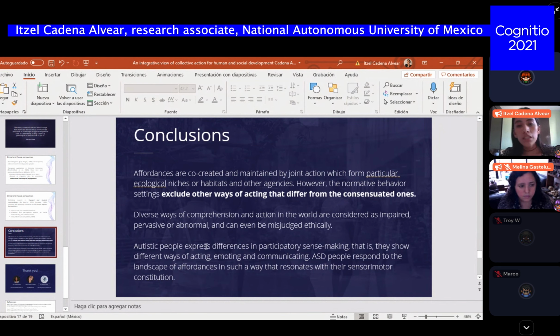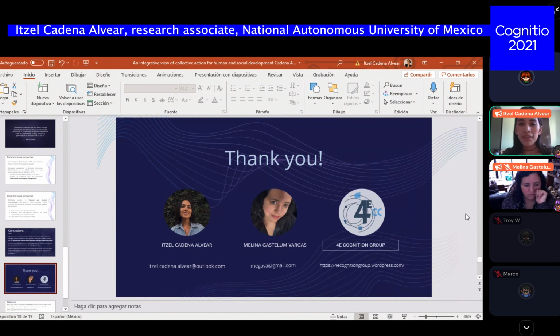So, autistic people express differences in participatory sense-making, that is, they show different ways of acting, emoting, and communicating. Autistic people respond to the landscape of affordances, the affordance space, in such a way that resonates with their sensorimotor constitution. So, we're talking about different umwelts, not abnormal umwelts.